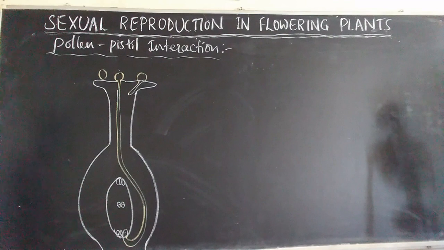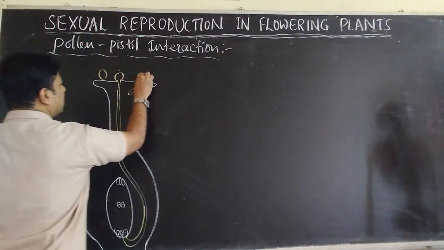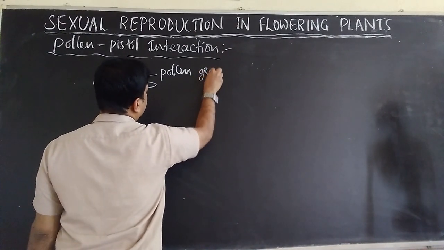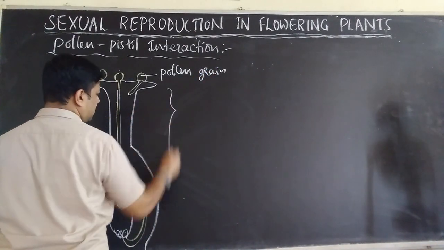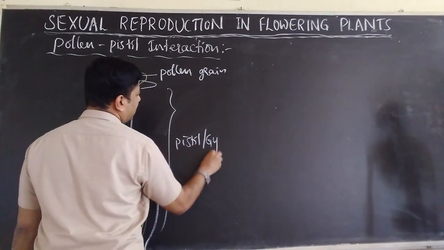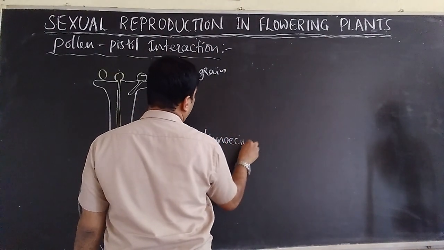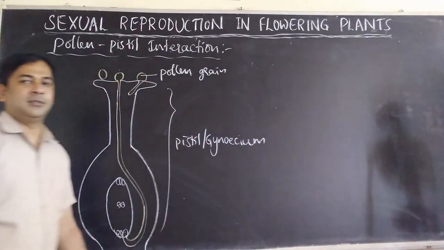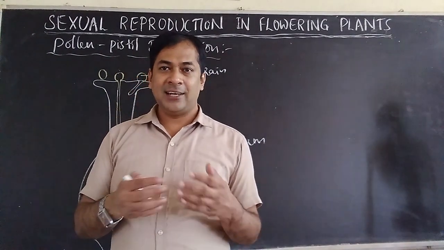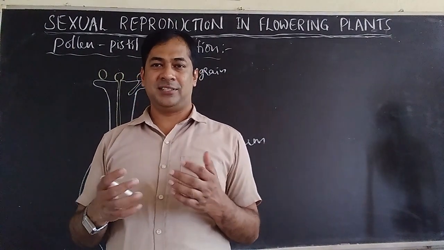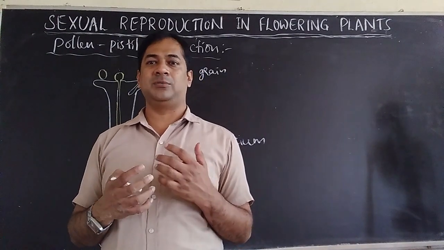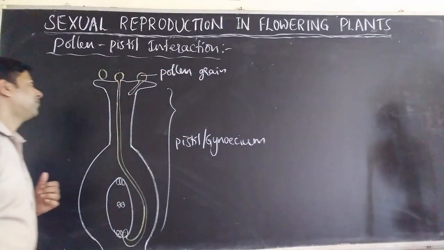So now what we are going to learn is the interaction between the pollen grain and the pistil. The entire part is the pistil. Pistil is also called gynoecium, the female reproductive part. What is the interaction? In the textbook they have beautifully given that it is a dialogue between the pollen grain and the pistil. Dialogue means some interaction happens. What is that interaction we are going to learn?